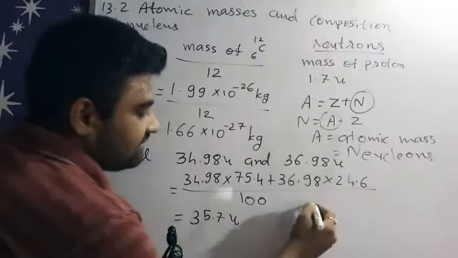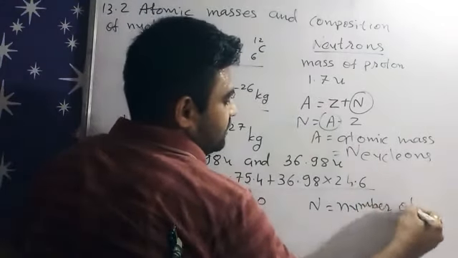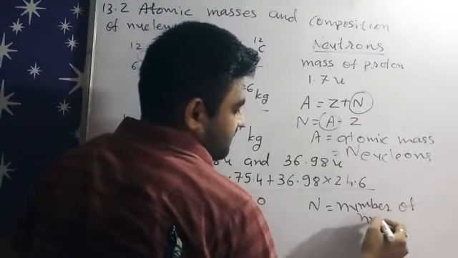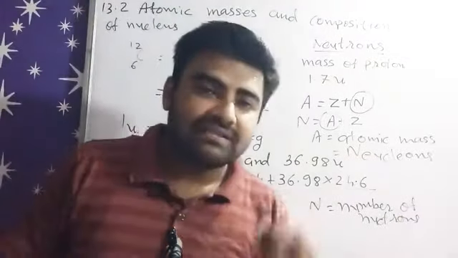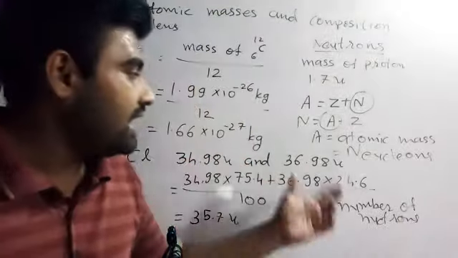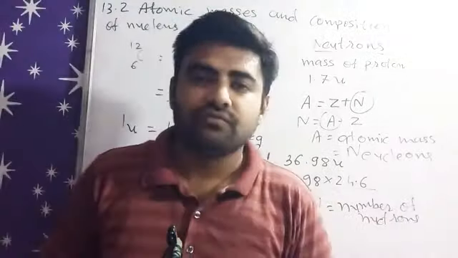Capital N is the number of neutrons, and always remember that neutrons are chargeless, so they don't have any charge. So that is our neutrons. That's it for today.